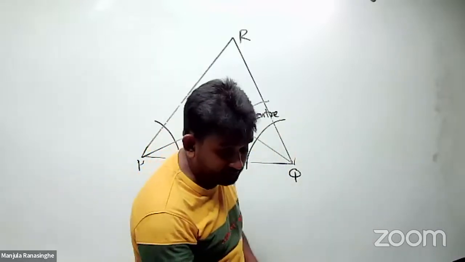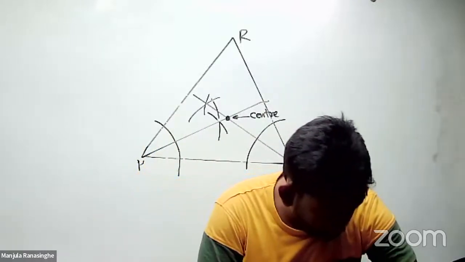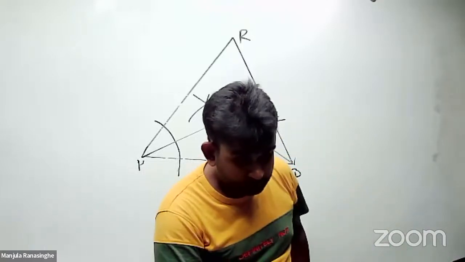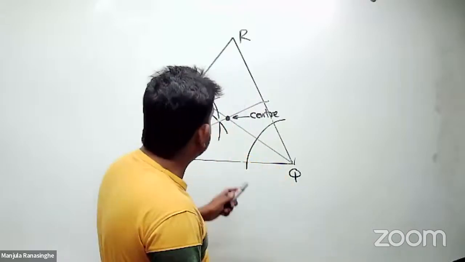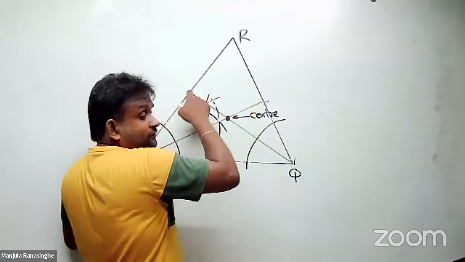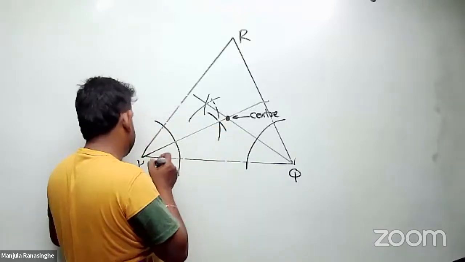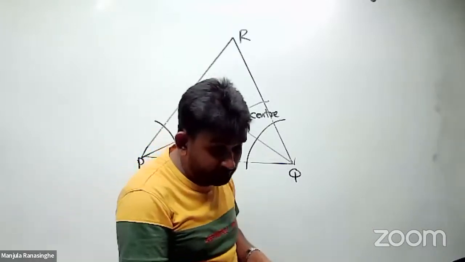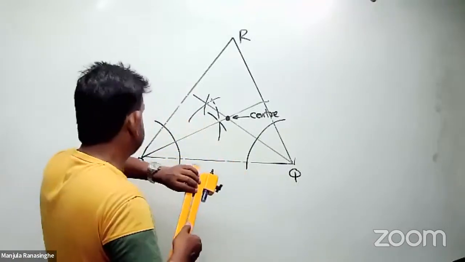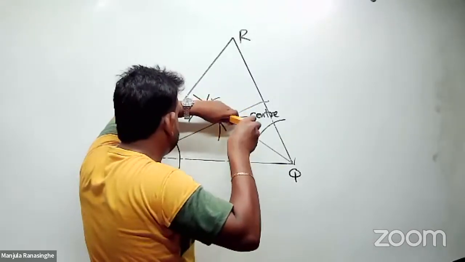Now how to take the perpendicular distance? You have to take it from the center. Now we have to draw a perpendicular from the center to any of the three sides. I prefer to draw a perpendicular from here to this PQ line. We discussed how to draw a perpendicular line from an external point. See there, from here I draw a perpendicular to this line.